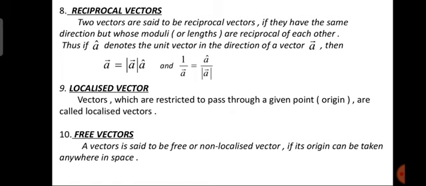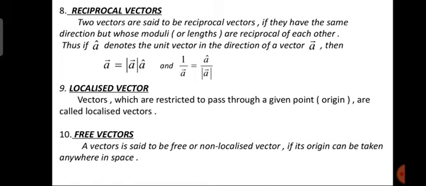Next is the localized vector. These are restricted to pass through a given point, that is the origin. We are talking about vectors in three dimensions or two dimensions. If it is not passing through the origin, then that is a localized vector.